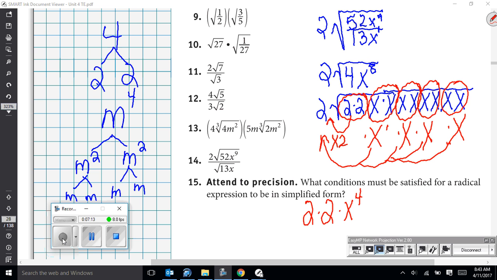And what are we left with on the inside? Is there anything left? No, so I don't have to write the square root, right? I have 0 left inside. So this simplifies to what? Good.